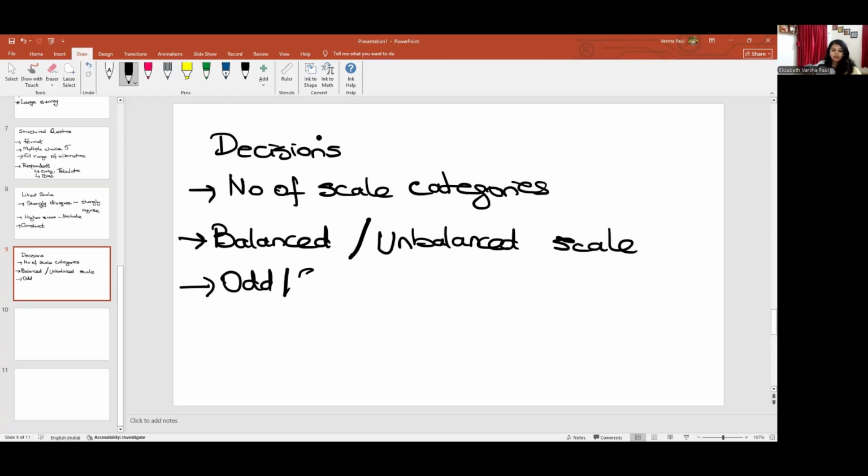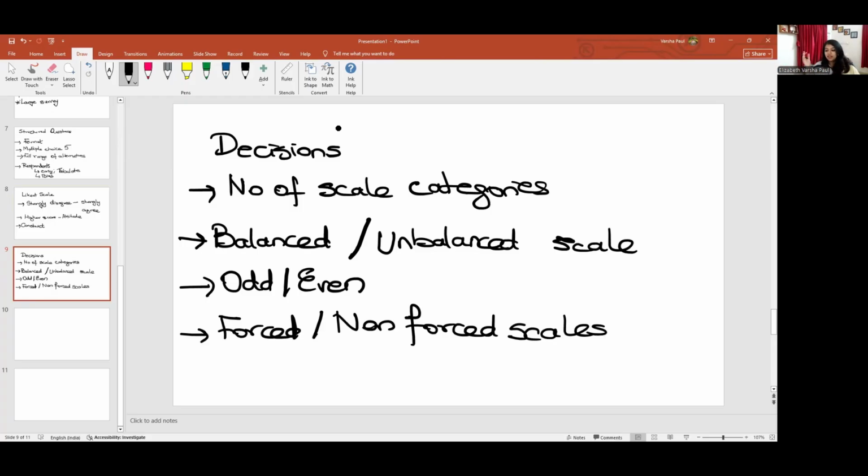Next is an odd or even number of categories. In this, the middle scale position is generally considered neutral or impartial. So how do you use the odd and even one? It depends on how the responses are being measured. Based on that, you choose the odd or even number of categories.